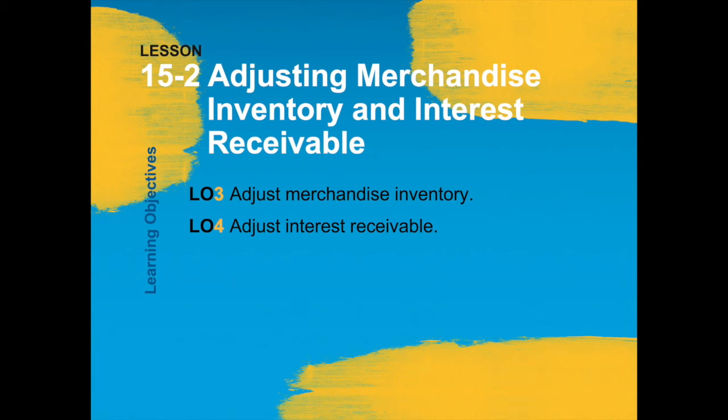Section 2 of Chapter 15 deals with a few more adjusting entries. We're going to adjust the merchandise inventory and the interest receivable accounts. Green uses the periodic inventory method.